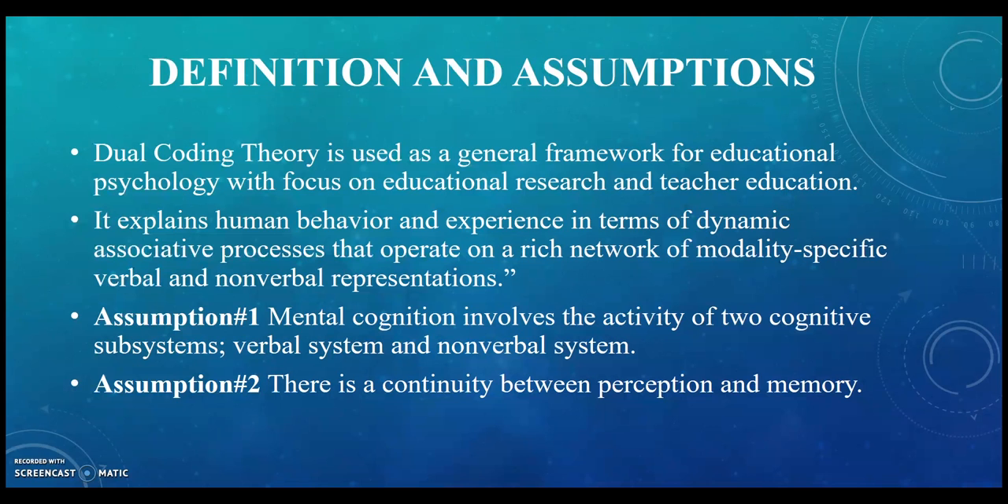The first assumption of dual coding theory is that mental cognition involves the activity of two cognitive subsystems, a verbal system and a nonverbal system. The second assumption is that there is a continuity between perception and memory.